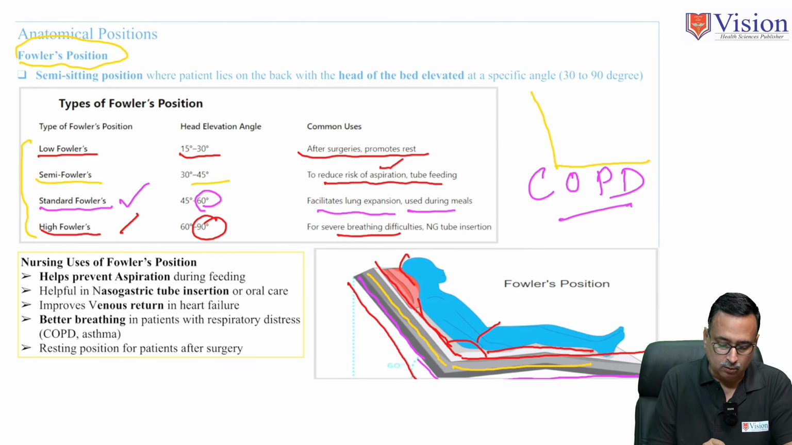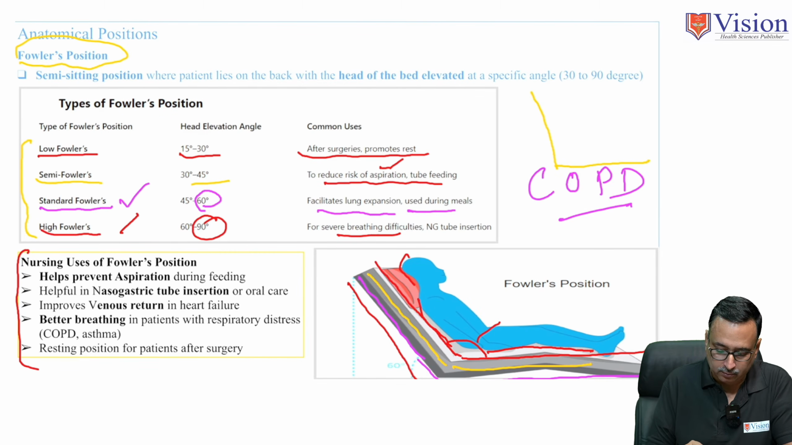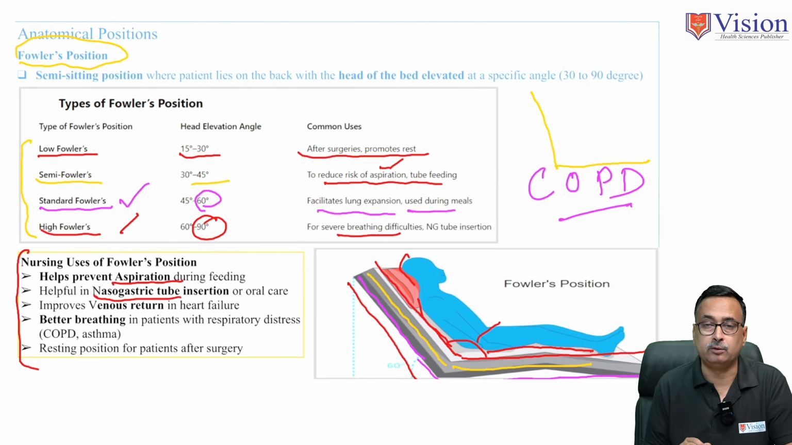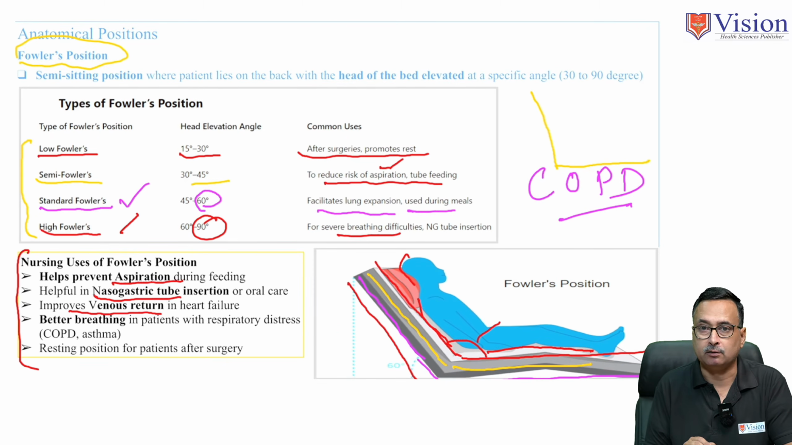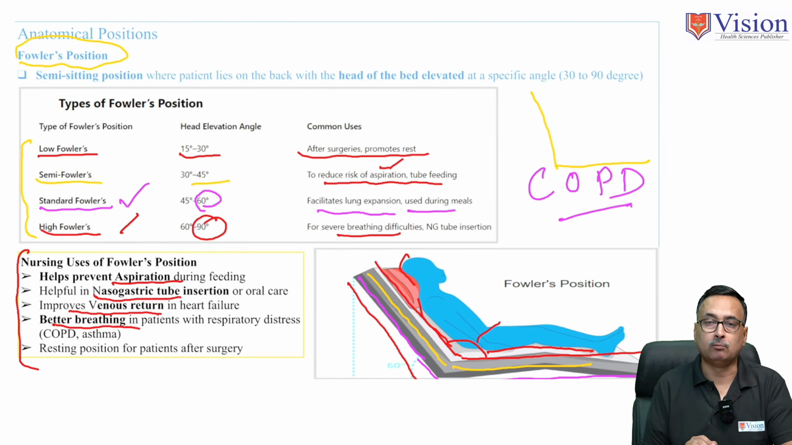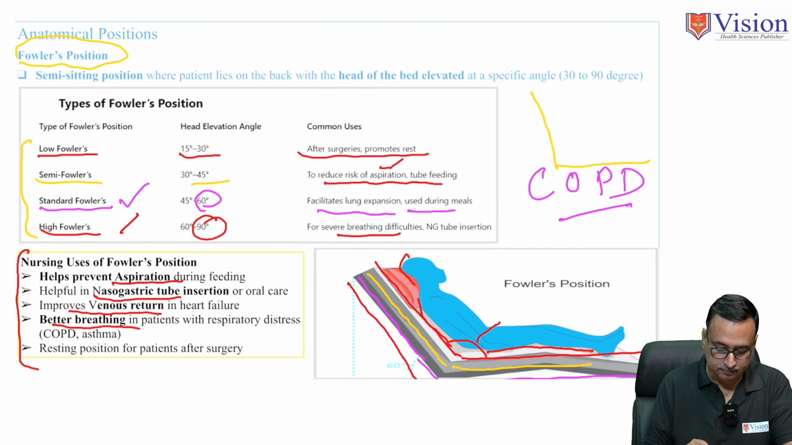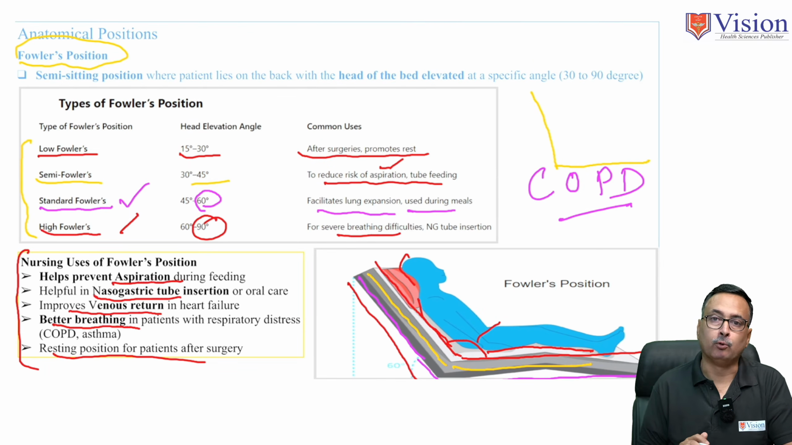Overall, all the 4 Fowler positions I have provided in this slide are beneficial for preventing aspiration, helpful in nasogastric tube insertion and tube feeding, and improve the venous return. They are helpful in breathing for bronchial asthma and COPD, and it's an advisable resting position post-operatively.